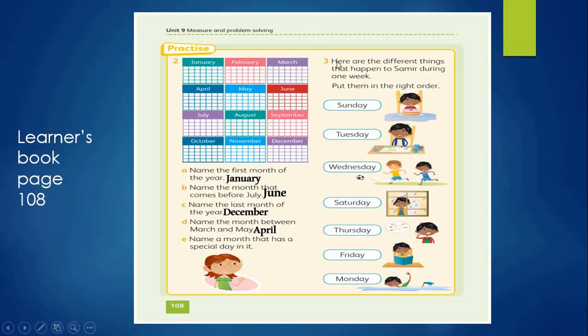Now, let's move to here. Number 3. Here are the different things that happen to Samir during 1 week. Put them in the right order. Class, as I told you in the previous lesson, it is very important to know the order of the days of the week, because if you know how to order them, you can solve this question. So let's think about it. What's the first day of the week?